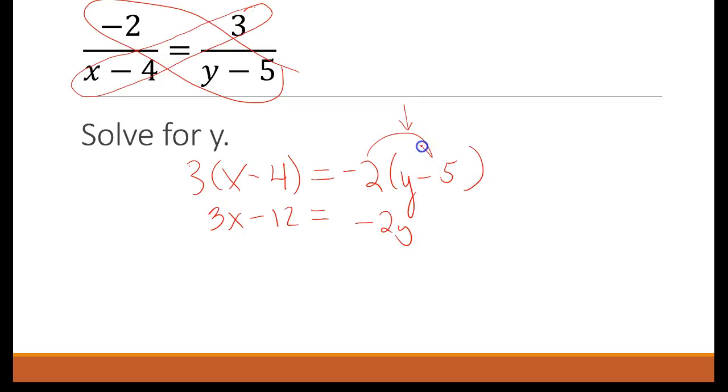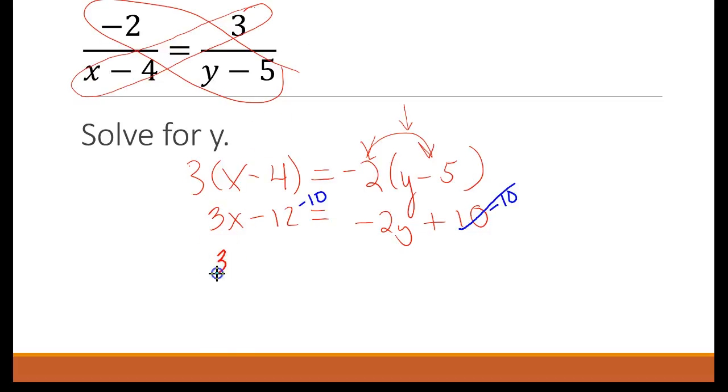Not forgetting that that's a negative times a negative there, so that's going to change to a plus sign, plus 10. Now, our y is still on this side, so we're going to get everything else out of this side. So let's start with this 10. What do we need to do to get rid of that 10? All right, since that is a positive 10, let's subtract it from both sides. If we subtract it from both sides, it's going to cancel out from the right side, and that's what we want.